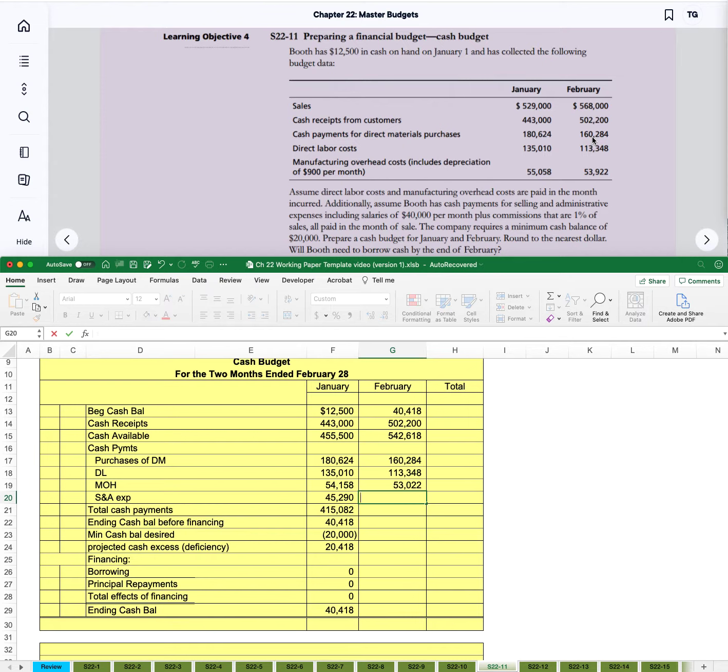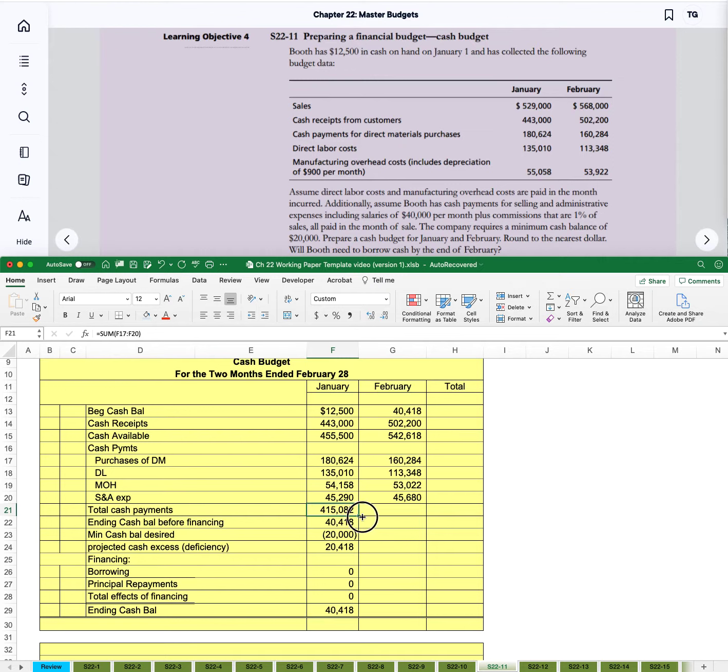40,000. Actually, we can probably just, nope. We can't pull it over because the sales isn't listed down here. So we'll say equals 40,000 plus, open parentheses, our total sales of 568,000 times 1%, close parentheses. Oops. There should be a plus, not a times, I apologize. That looks better.